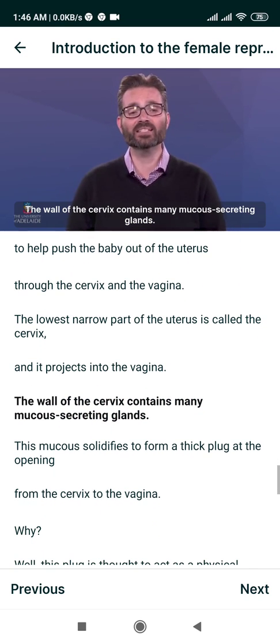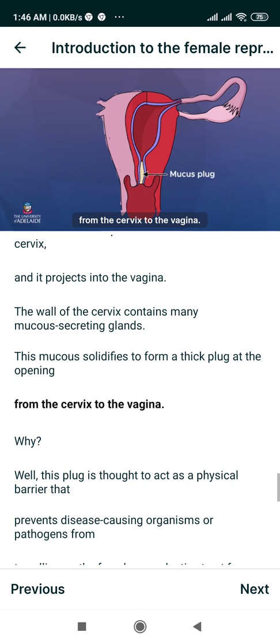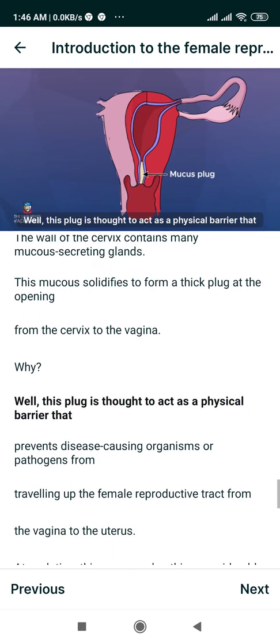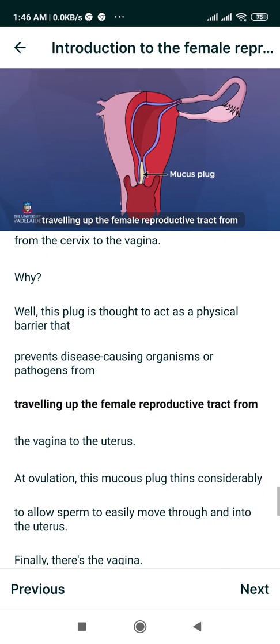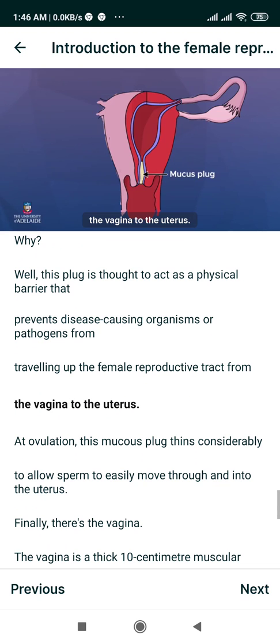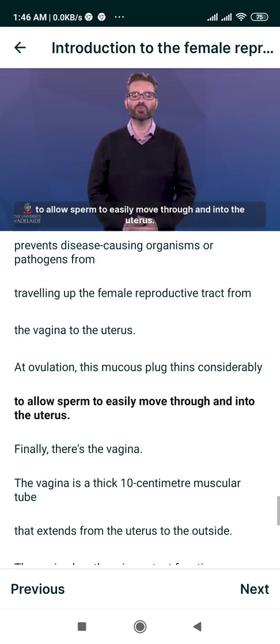The lowest narrow part of the uterus is called the cervix, and it projects into the vagina. The wall of the cervix contains many mucus-secreting glands. This mucus solidifies to form a thick plug at the opening from the cervix to the vagina. Why? Well, this plug is thought to act as a physical barrier that prevents disease-causing organisms or pathogens from travelling up the female reproductive tract from the vagina to the uterus. At ovulation, this mucus plug thins considerably to allow sperm to easily move through and into the uterus.